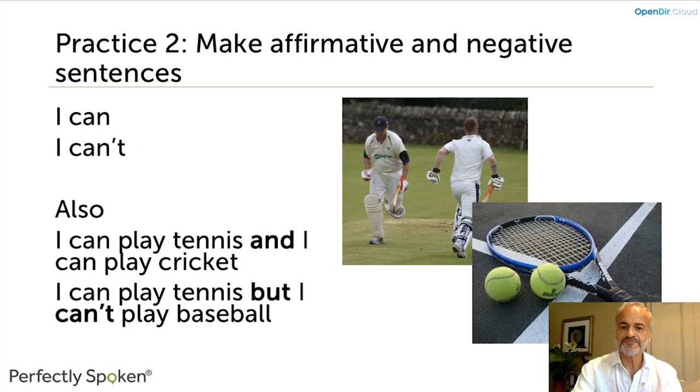Okay, and the next slide. Let's try and make affirmative, positive sentences and negative sentences. So, for example, I can play tennis. Pronunciation, listen. I can play. I can play. I can play tennis and I can play cricket. Can. I can play cricket. I can play tennis. Notice and.